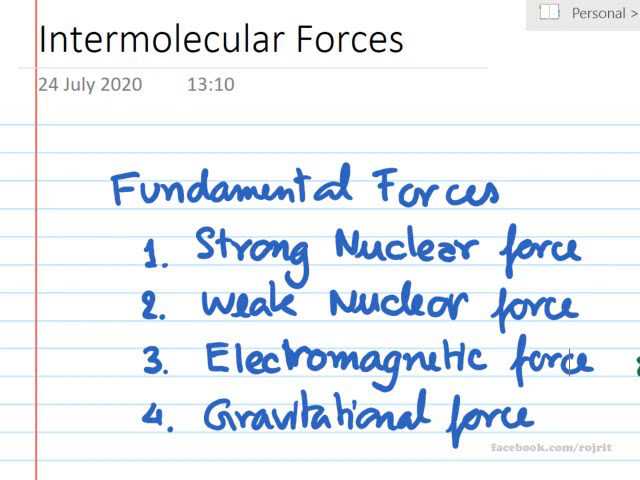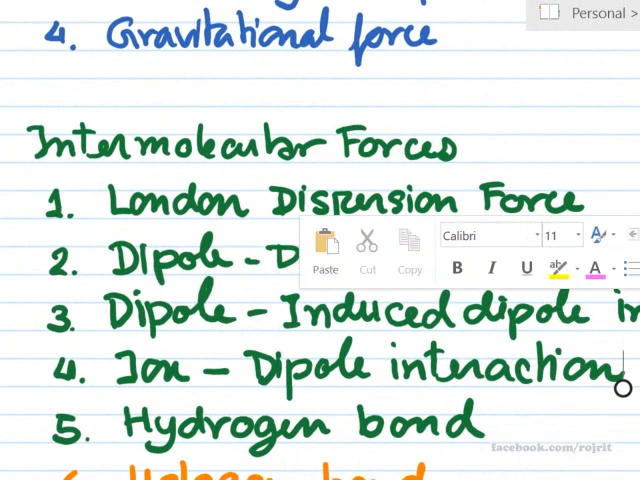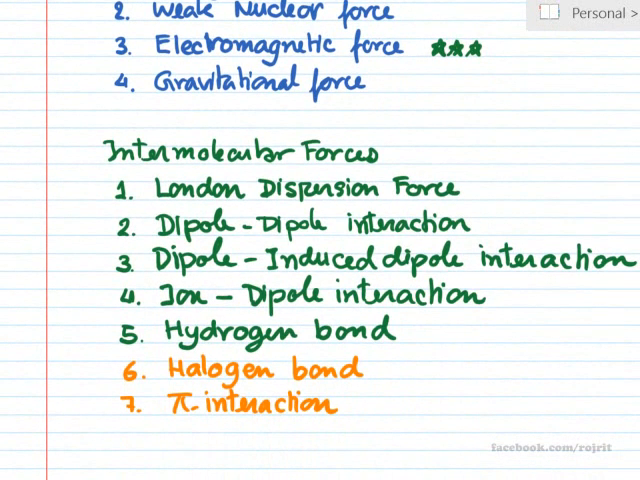So the intermolecular forces can be divided into several types, like I have listed here. Listed in green are the intermolecular forces you are familiar with from your Gen Chem or high school. The very first type is the London dispersion force.